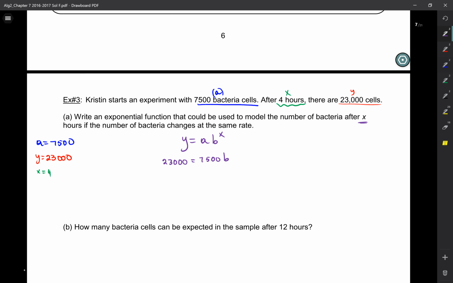What about the B? Okay, well, we're going to solve for the B now. So here's what we're going to do. I have 7,500 times B to the 4. Okay, so you divide. So this cancels, first of all, and whenever you have something with zeros divided by something with zeros, you could cancel an equal amount of zeros. It just gives you smaller numbers to work with.